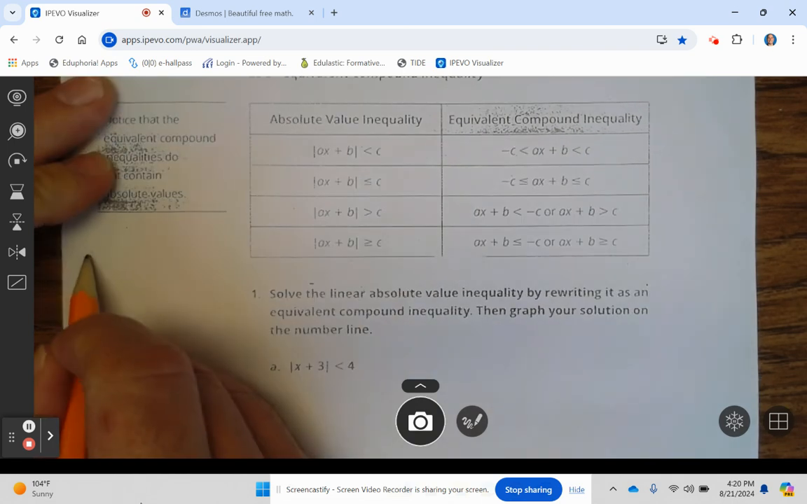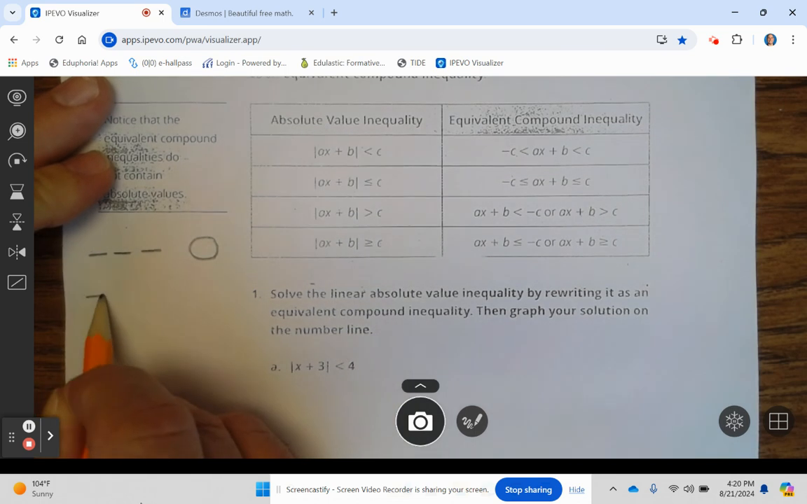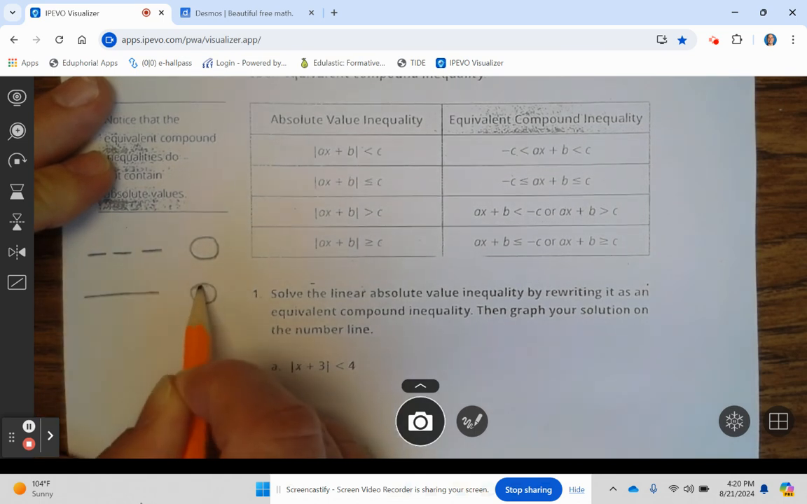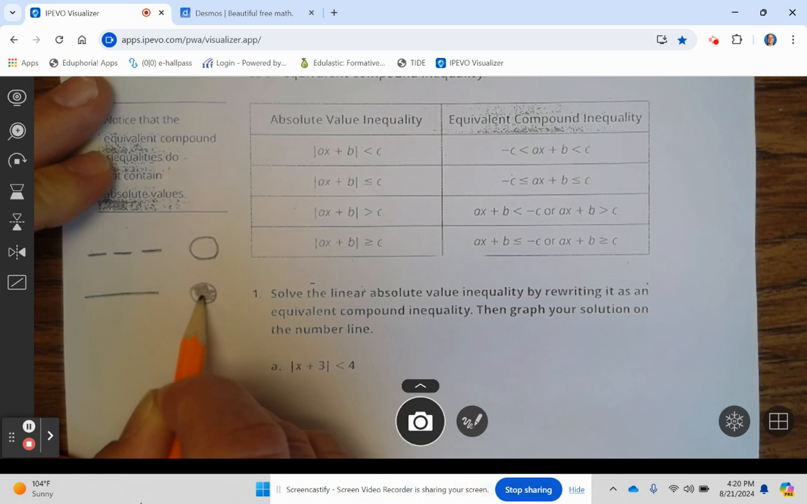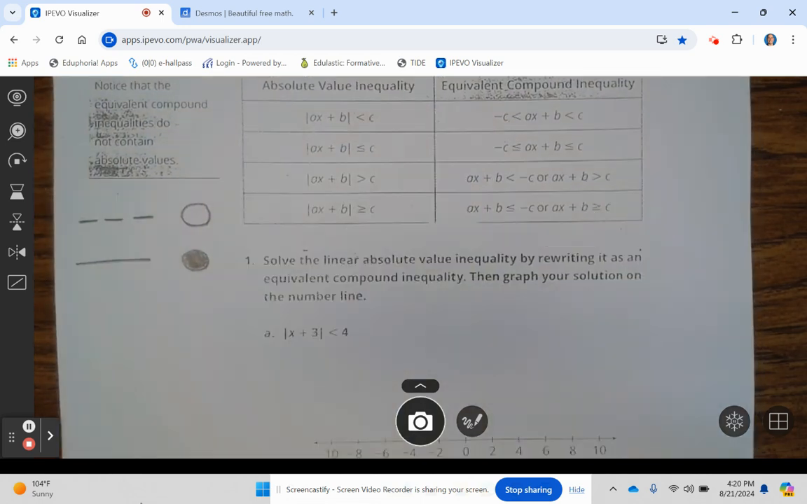Before we do that, no notes. If it's a dashed line, it's an open circle. If it's a solid line, it's a closed circle. Okay, let's take a look at number 1 using Desmos.